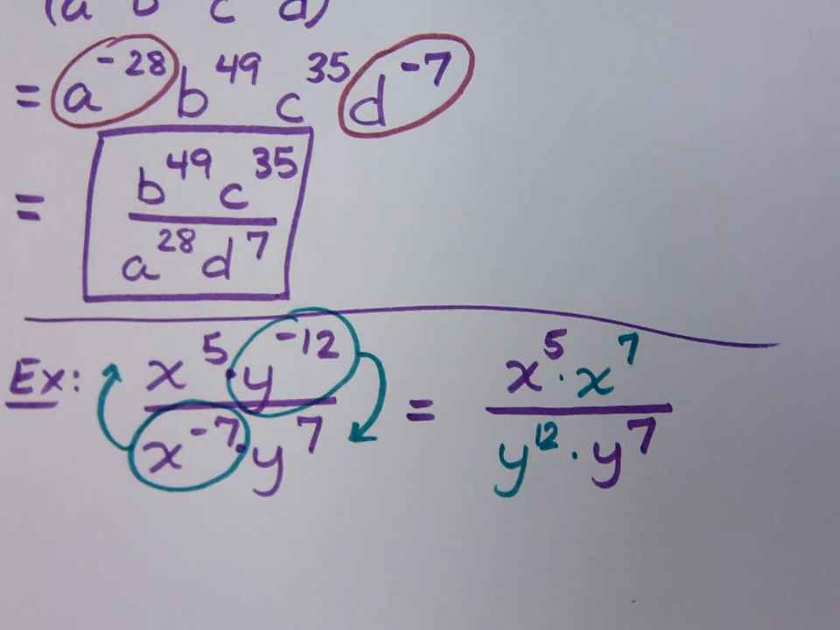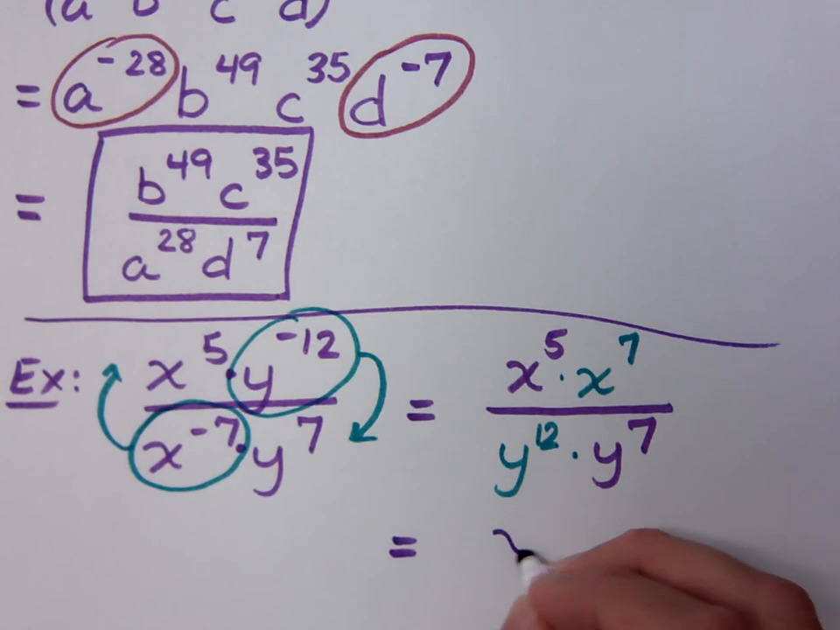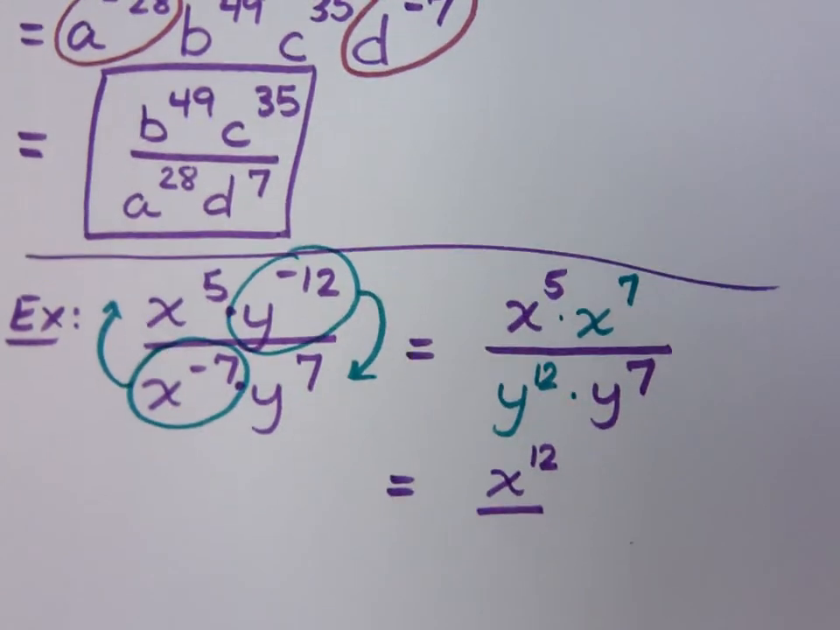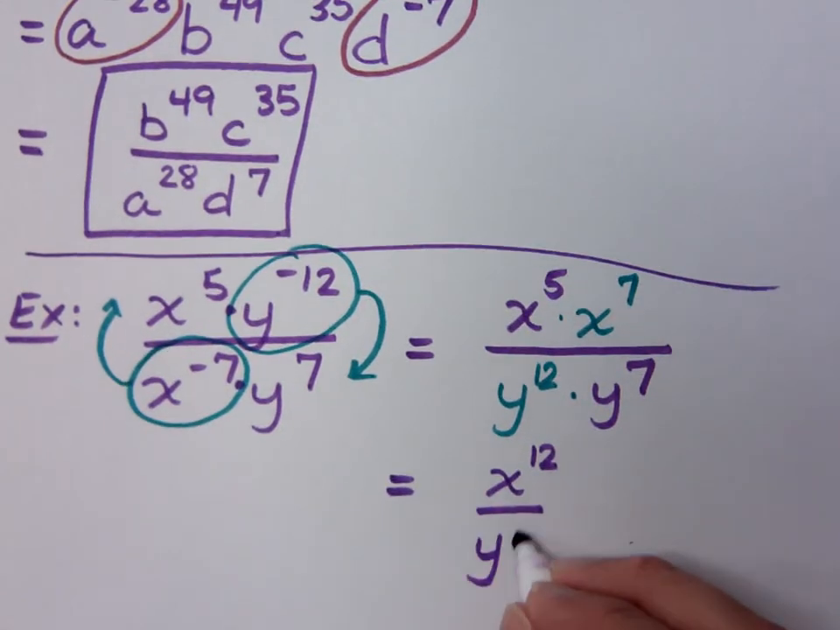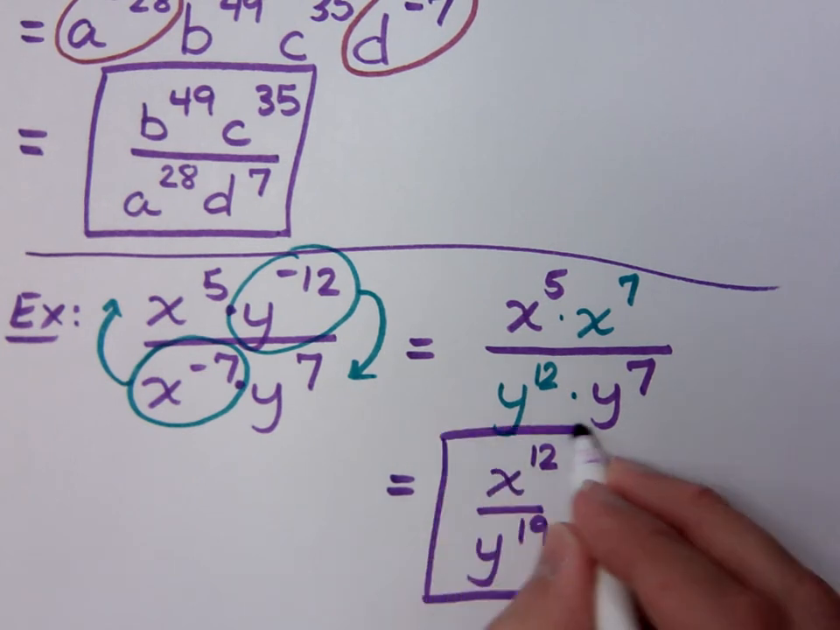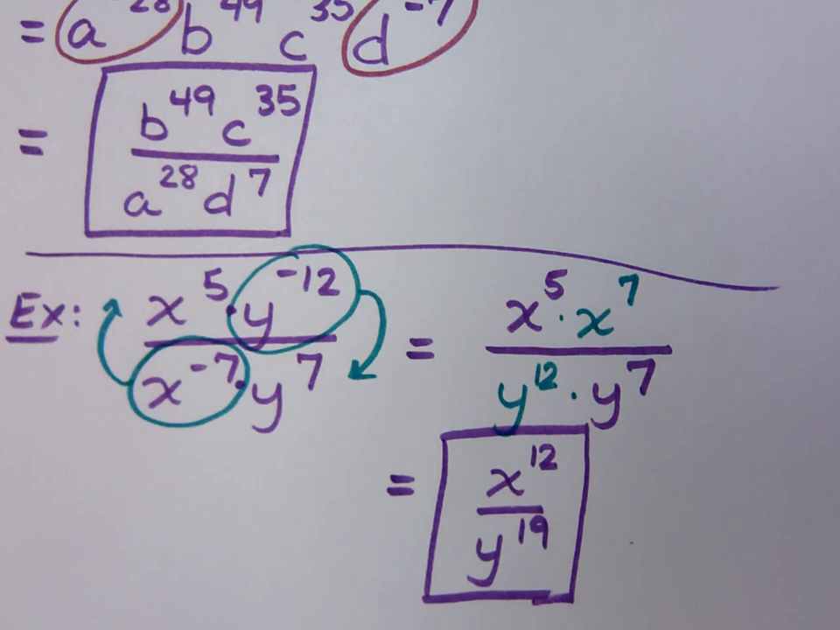Now I look to see where are my x's. In this example, all of my x's are in the numerator. So how much x do I have? 12. And all of my y's are in the denominator. How many y's do I have? 19. I have y to the 19th. Questions about that? Good?